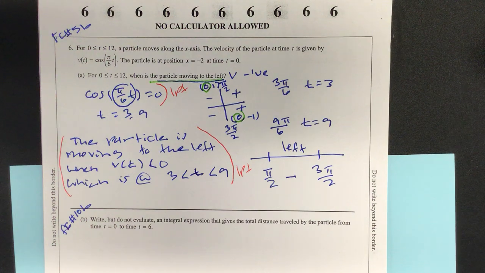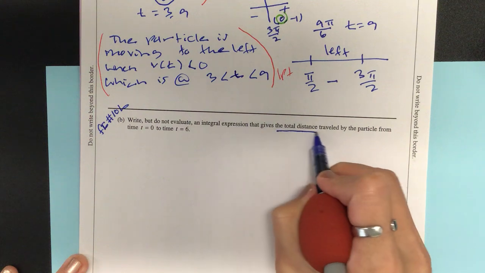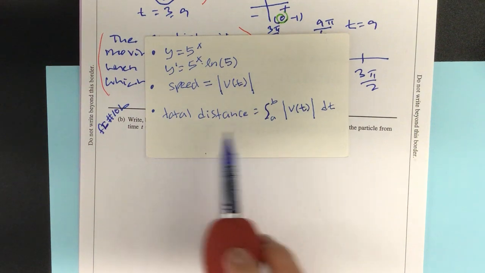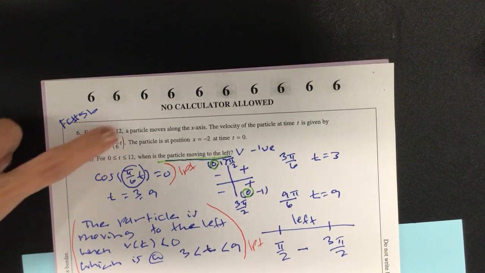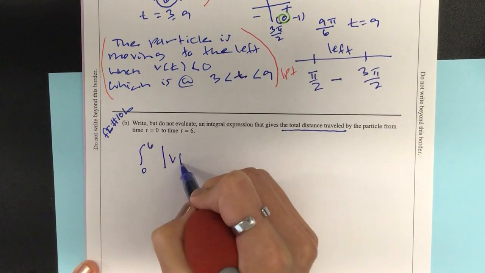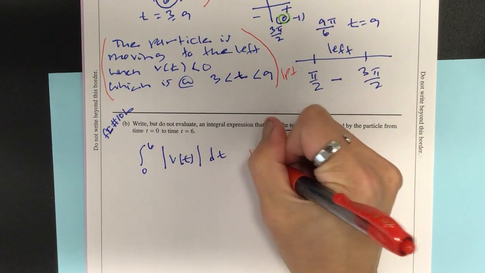Okay, Andrew, let's read part B. Write but do not evaluate the integral expression that gives the total distance traveled by the particle from time t = 0 to time t = 6. Let's underline the total distance traveled. If you look at flashcard number 10, part B, on the back, the total distance is always what kind of value of the velocity? The absolute value. Because they already gave us a velocity here, you don't have to write the actual equation. All you have to do is the integral from 0 to 6 of the absolute value of v(t) dt. And that's it for that part. That's going to be 1 point.